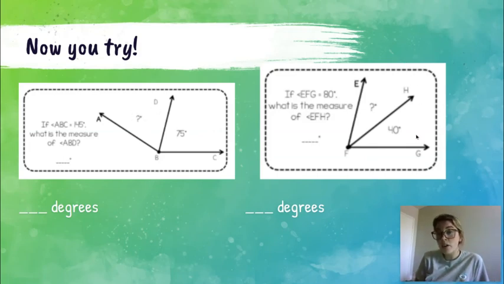And you're going to do the same thing over here. We know, this one I can already do in my head. This one's a little bit easier. Angle GFE or EFG is 80 degrees. And angle HFG is 40 degrees. So what's this missing part?